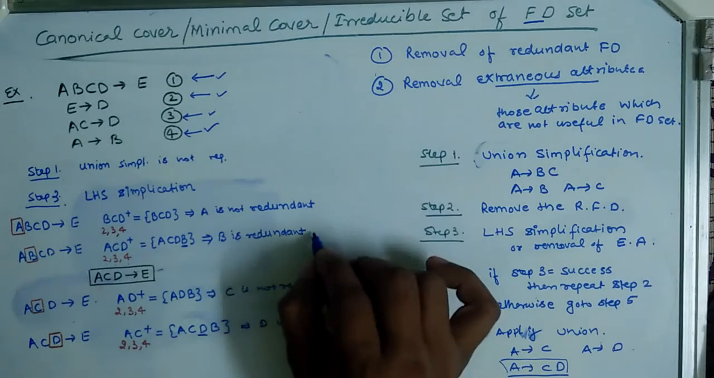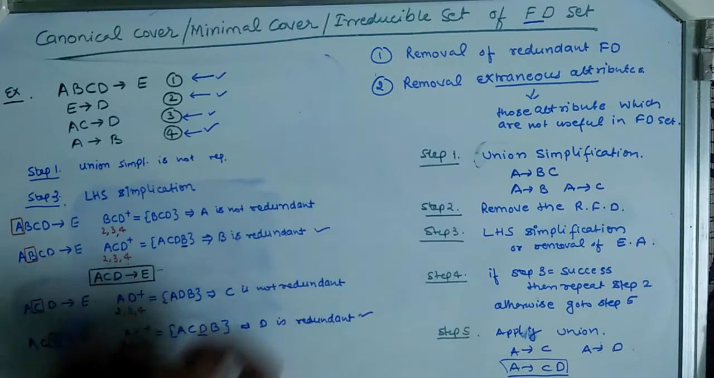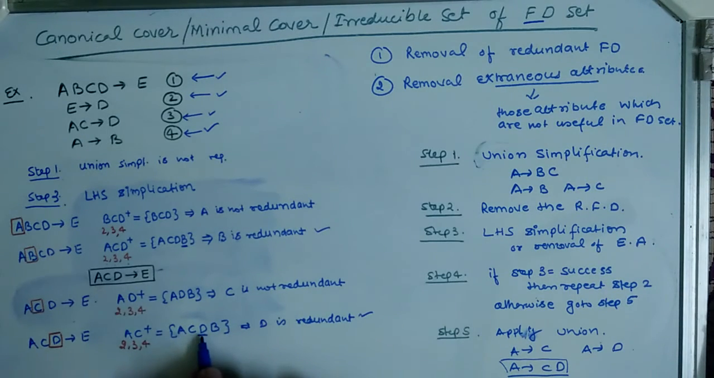So those attributes which are redundant are called extraneous attributes in the functional dependencies. Here D is redundant, it means you can remove the D from the functional dependency set, and the reduced functional dependency would be AC tends to E. Now this functional dependency would be the updated one.